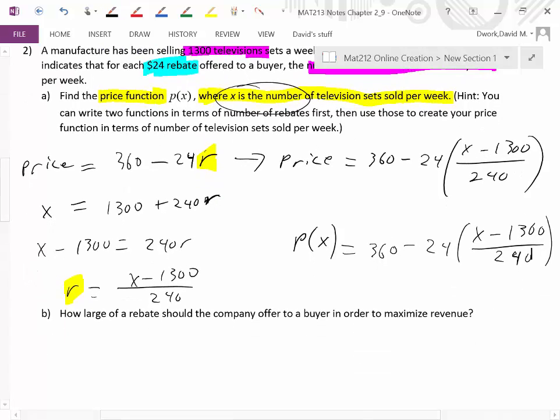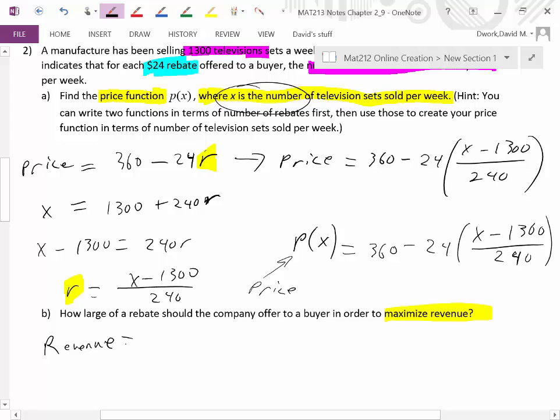Now the next part says, how large of a rebate should the company offer in order to maximize revenue? Now listen to what the question is asking for: maximize revenue. If we took the derivative of the function above, this isn't revenue, this is price. That would not get us what we need. It would be answering the wrong question. So we have to go back and ask ourselves, how do you find revenue? What is the formula for revenue?